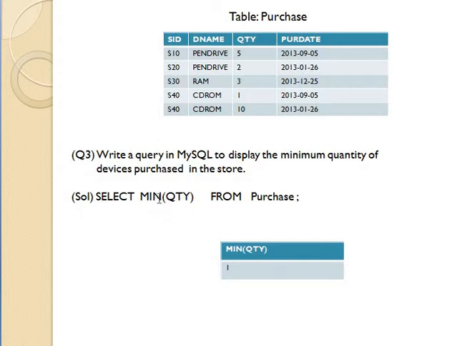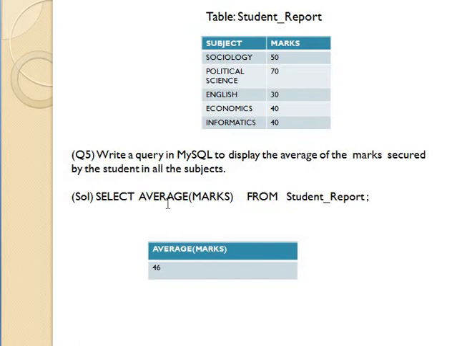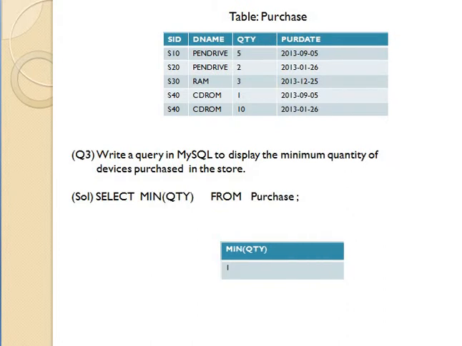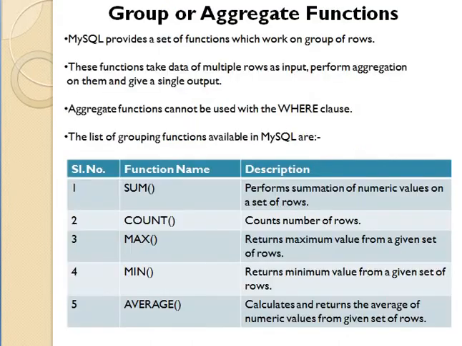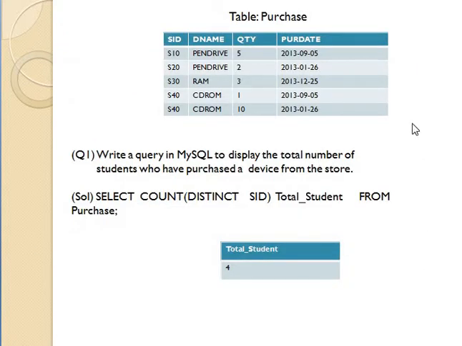Now, the same applies for the min function, the max aggregate function, and the average aggregate function. All these three aggregate functions cannot be used in conjunction with the where clause. That's why you do not see the where clause appearing here in this SQL statement. Now I shall elaborately explain each of these aggregate functions, that is sum, count, max, min, and average, from the next slide.